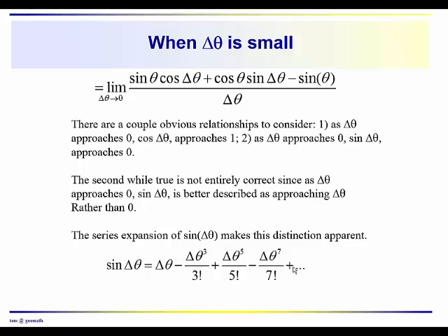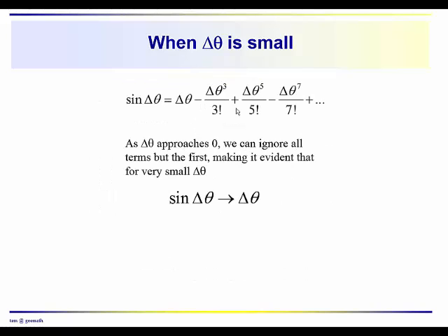Now, I think you know what happens, because we talked about this before. When delta theta is almost 0, then delta theta cubed, delta theta to the 5th, delta theta to the 7th are certainly much closer to 0. That's the point of this expansion: to show that sine of delta theta goes to delta theta. Although delta theta goes to 0, we aren't too comfortable with 0 over 0.